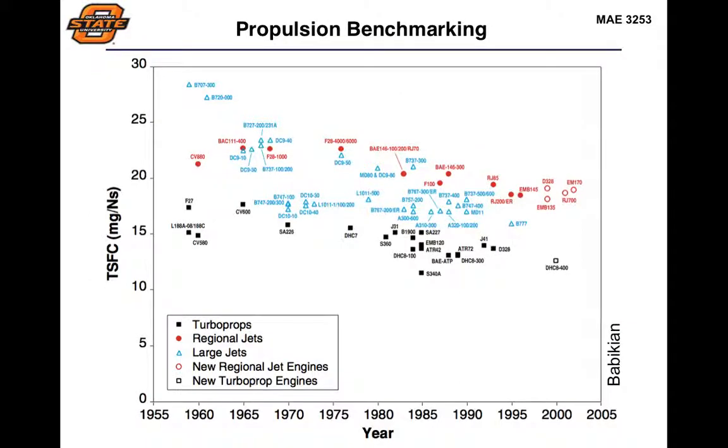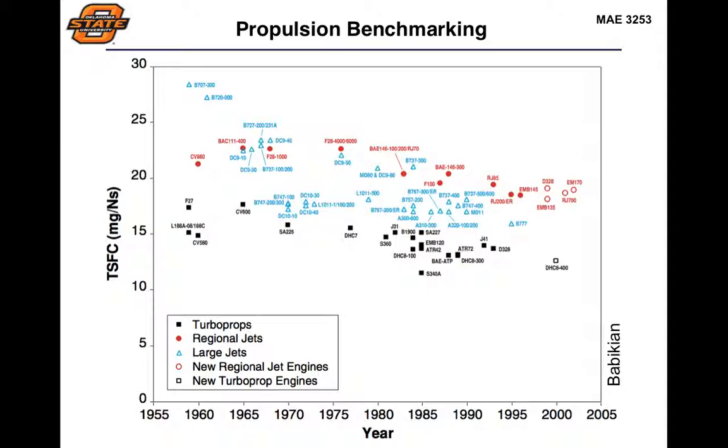And then same for propulsion. Notice in propulsion, there is a clear trend. Here we're looking at thrust-specific fuel consumption. There are clear improvements over time. So we've done a lot better job at improving the fuel consumption of aircraft over time, making them more efficient as we've improved our engine design.